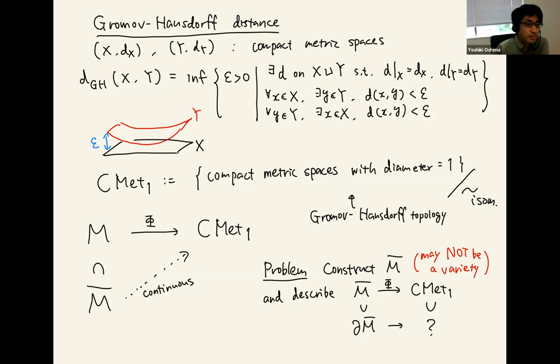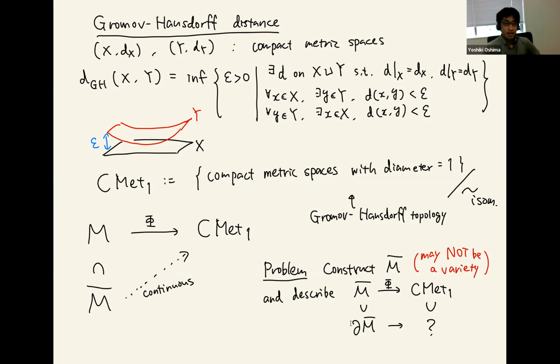So we consider the following problem. We have a moduli space M, and M parameterizes some compact metric spaces. For each variety, we have a canonical metric, and by fixing the diameter, by rescaling, we have compact metric spaces with diameter 1. So we have a map phi from M to CMET1. And then we want to construct a compactification M bar and extend the map phi to a continuous map from M bar.